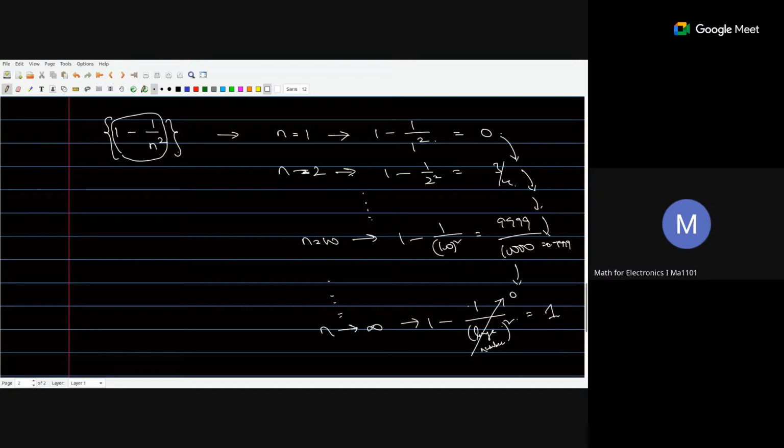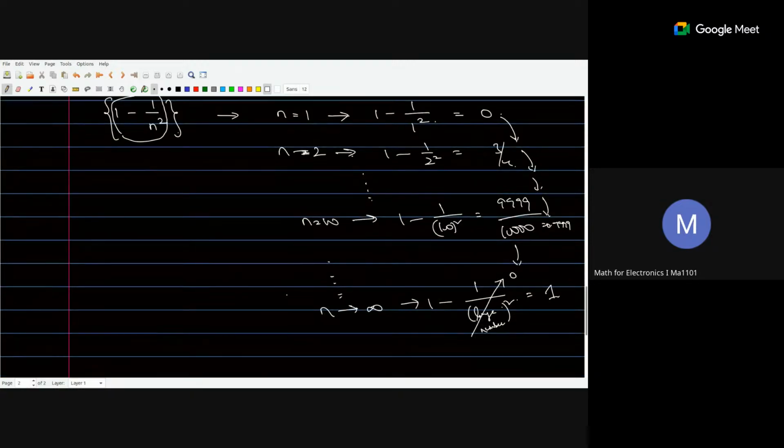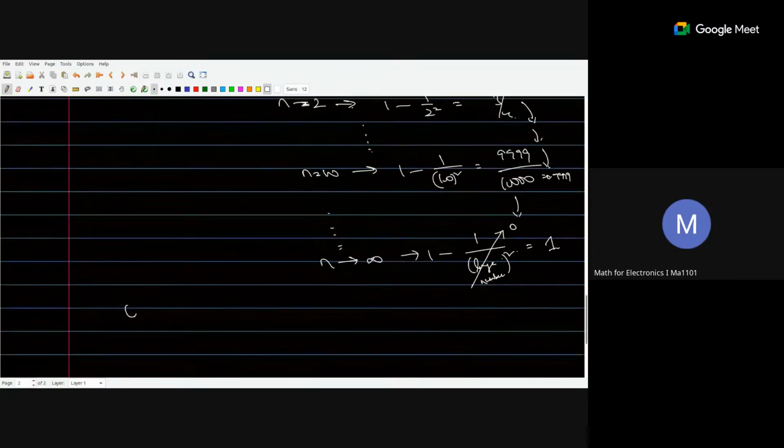Here also an interesting thing happens if you observe. You started from 0, and the next term is 3 by 4, and the next term might be something. So it came till here, and at the 100th term it is 0.9999, and so on. If it is some 1 lakh term, it will be 0.99999. Okay, something like this.